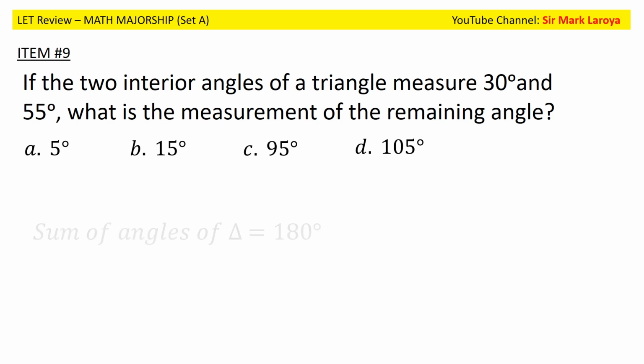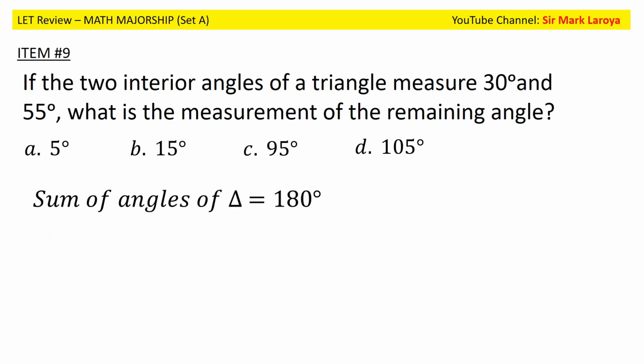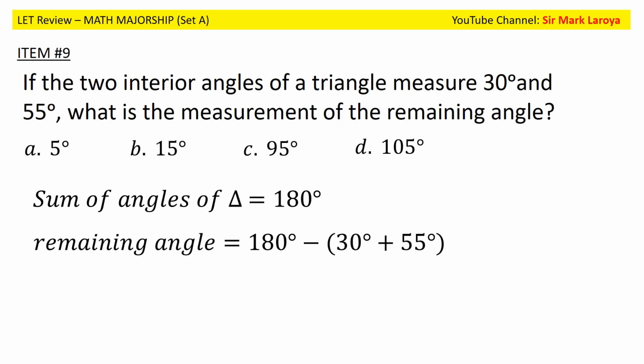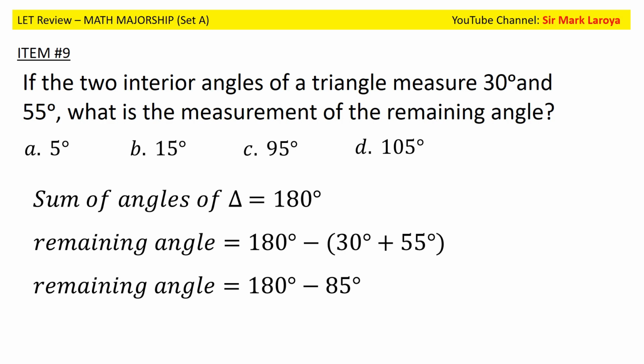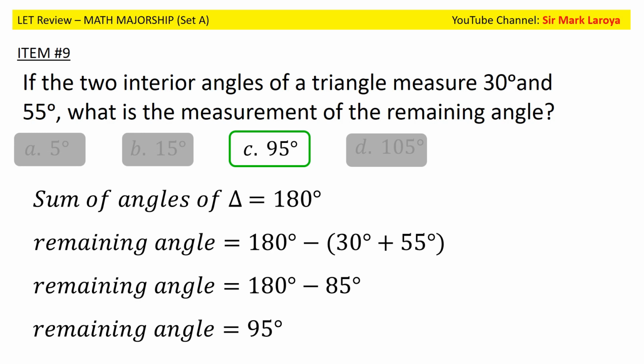Okay, we know that the sum of all angles of a triangle, interior angles, will be equal to 180 degrees. So, ibig sabihin, yung mga given angles natin dito, the 30 and 55, we will just simply subtract that from 180 degrees. So, the remaining angle now will have a formula of 180 degrees minus the sum of 30 and 55 degrees. So that will give us 180 degrees minus 85 degrees, and that is equal to 95 degrees. So the answer here is letter C, 95 degrees.